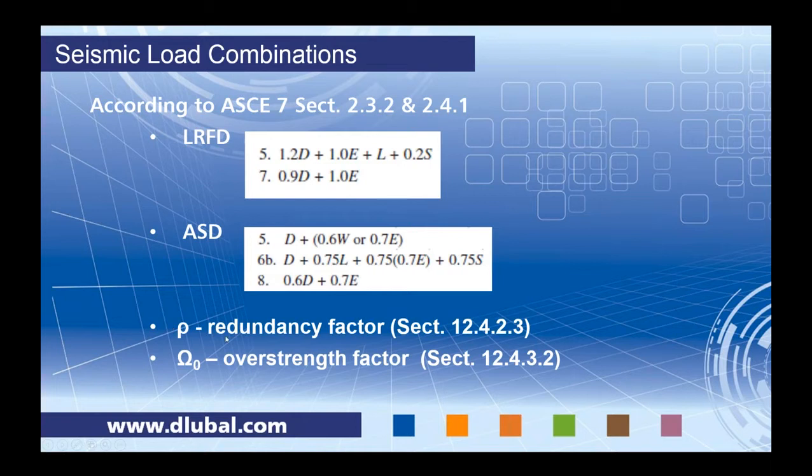Also a note here in the code, section 12.4, it talks about redundancy factors and overstrength factors. This is something that you will want to take a look at, and if you meet the requirements for either redundancy factors or overstrength factors, the code actually calls for the replacement of load combinations according to these sections here. So sections 2 are now not relevant, and you will replace with the load combination set forth in section 12.4. Again, for us, we'll stick with LRFD load combination 5 here.